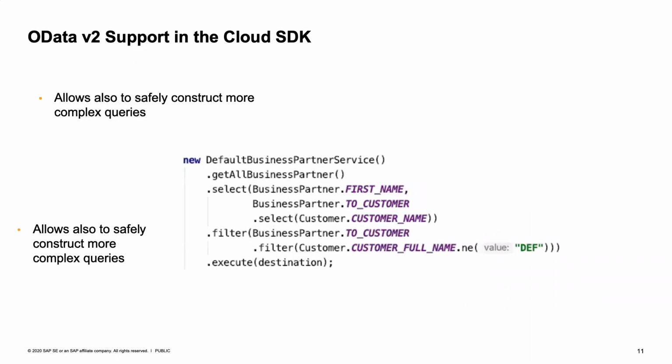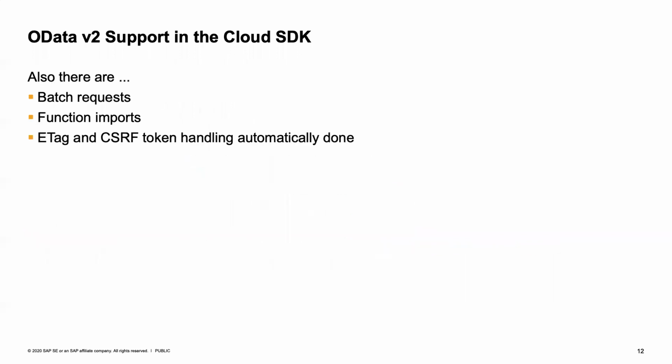A bit deeper, you can also construct more complex queries. For instance, you can expand navigational properties. In this case, to customer is a navigational property of the business partner entity. And so the type safety also extends to more complicated queries where you nest, for instance, within expand statements. That is just to give you a feeling of how the support for v2 services currently looks.